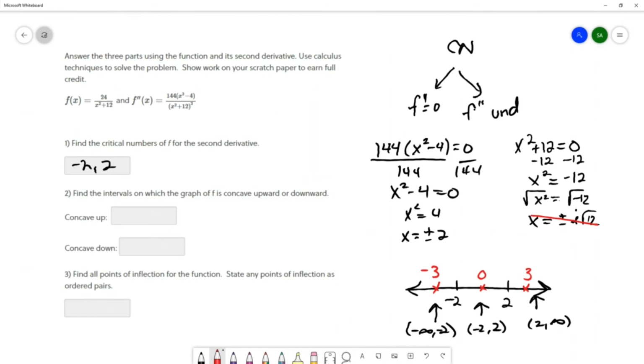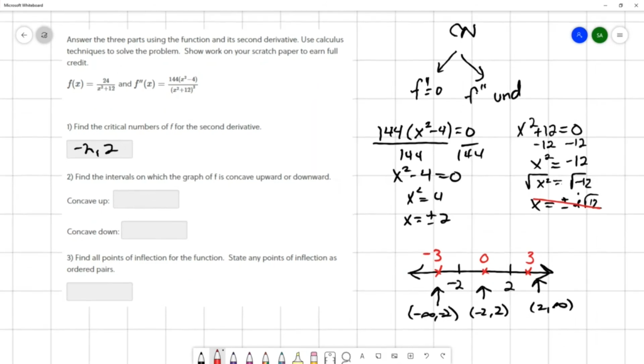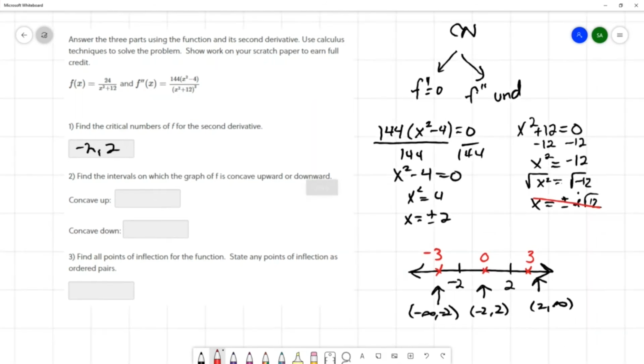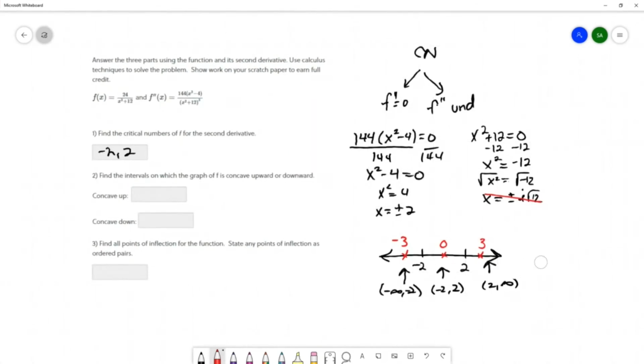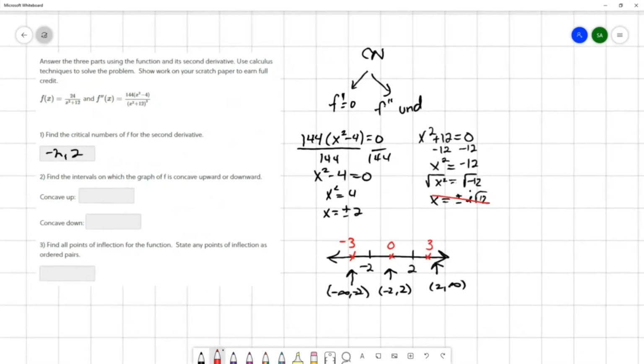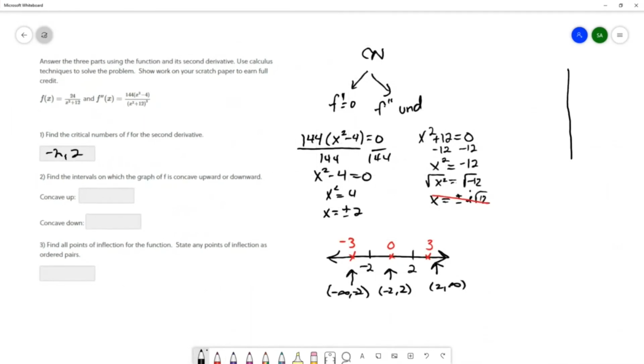And I'm going to substitute those test points into the second derivative. If this second derivative is positive, the function is concave up on that interval. If the second derivative is negative, the function is concave down on that interval. So let's make a chart with our test points and we're going to substitute those into the second derivative.